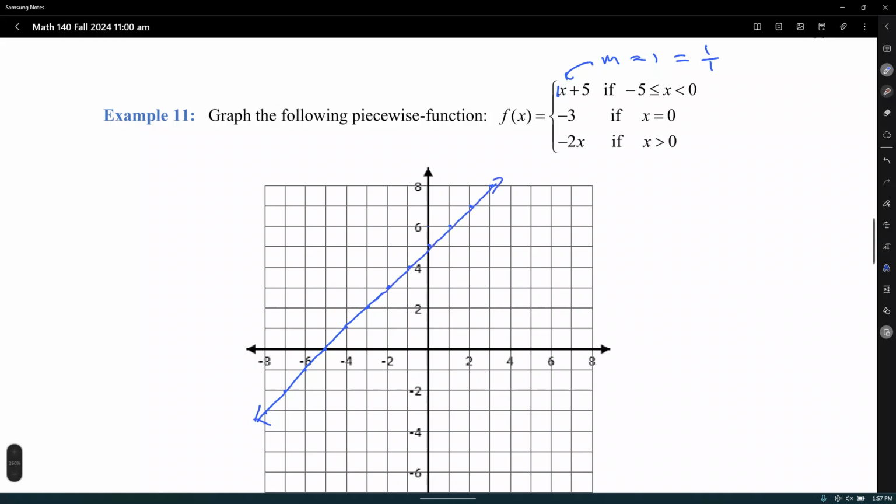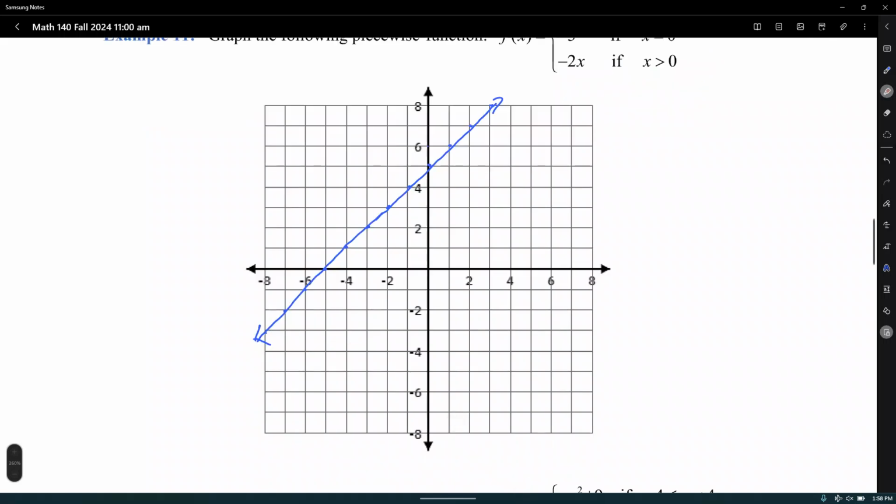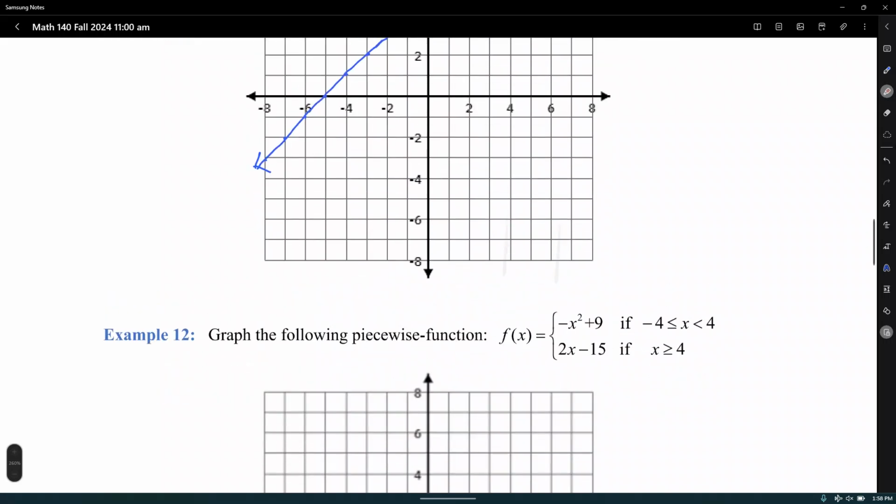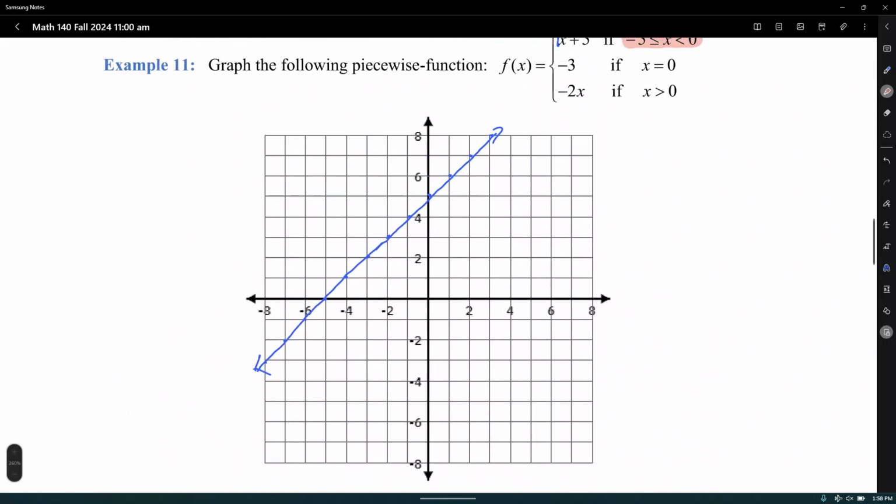Now, let's have a look at the condition. The condition here states that we only want the part of this diagonal line for the values of x between negative 5 and 0, making a solid point at x equals negative 5, but an open circle at x equals 0. So let me go to negative 5, which is right here.